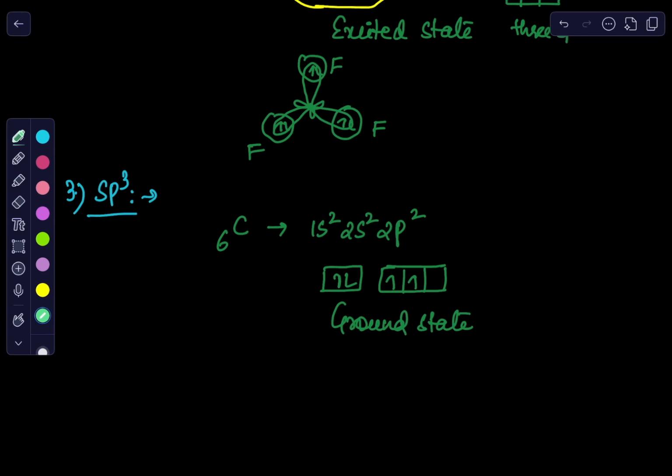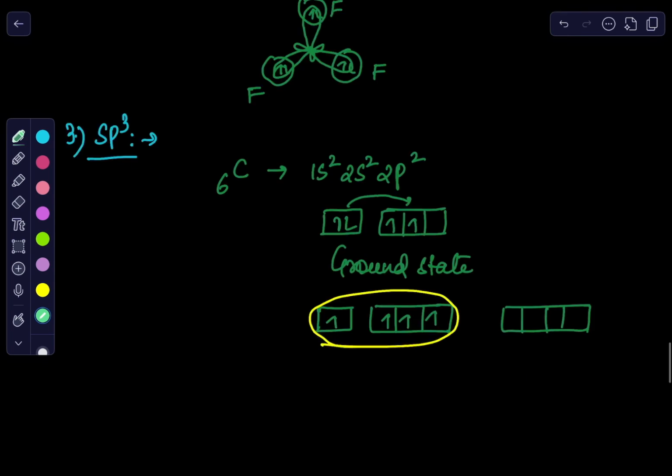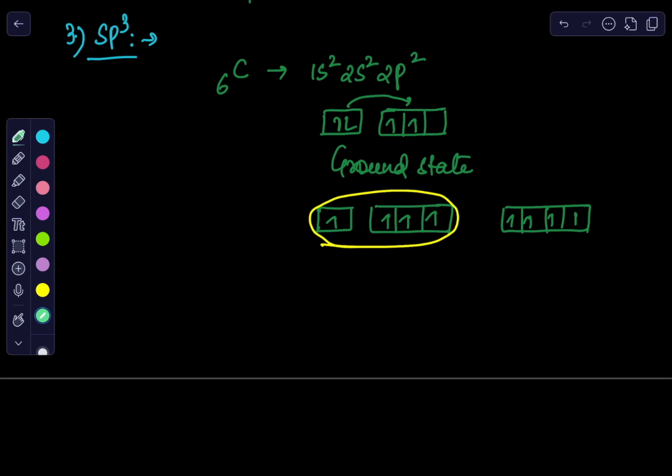So in order to make 4 bonds, carbon needs to excite 1 electron from the paired electrons. So one electron will go to the empty 3p orbital, and we'll now have 4 hybrid orbitals, and each of the hybrid orbitals contains 1 unpaired electron.